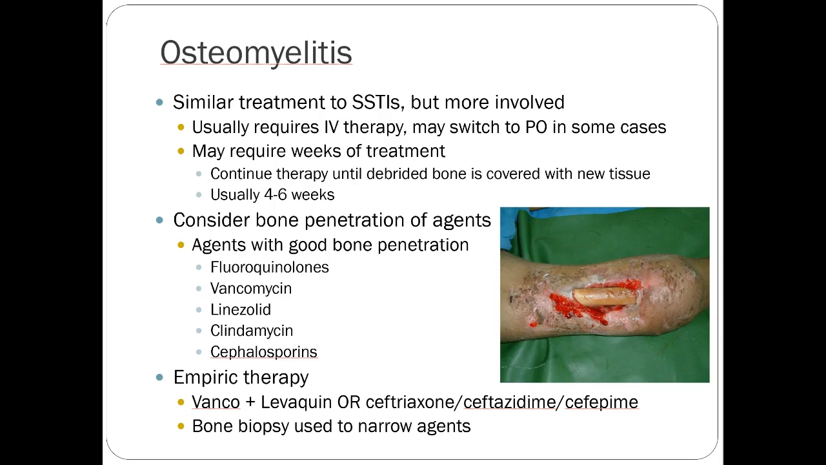So vancomycin, Levaquin, that's a common combination, or levofloxacin, and ceftriaxone, ceftazidime, cefepime, those would all be okay depending on what you're trying to target. I'd probably stay away from ceftaz just because it's a little bit more narrow spectrum and stick to either ceftriaxone or just go with cefepime because it covers Pseudomonas and other nasty things that might be growing in a deep infection. Bone biopsy is kind of the gold standard. You can biopsy the bone and figure out what's growing on it and sort of narrow your therapy from there.